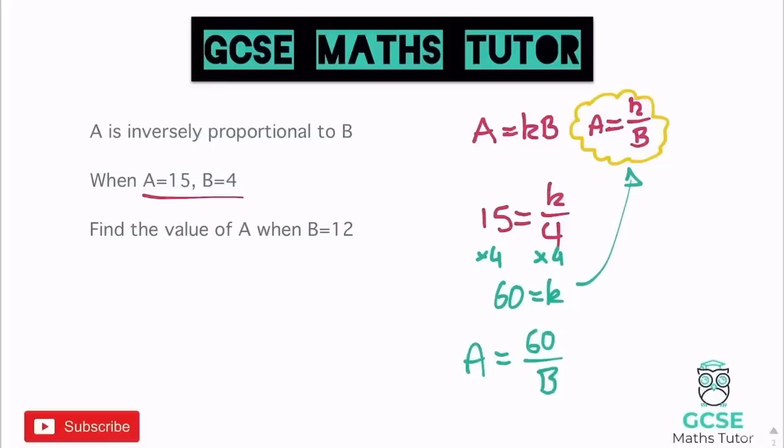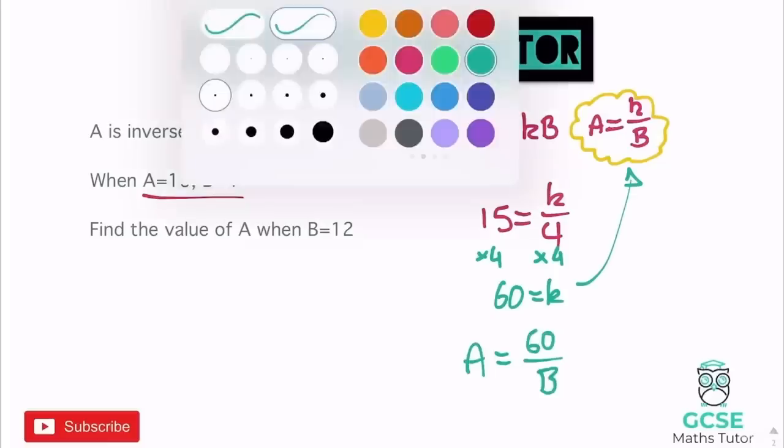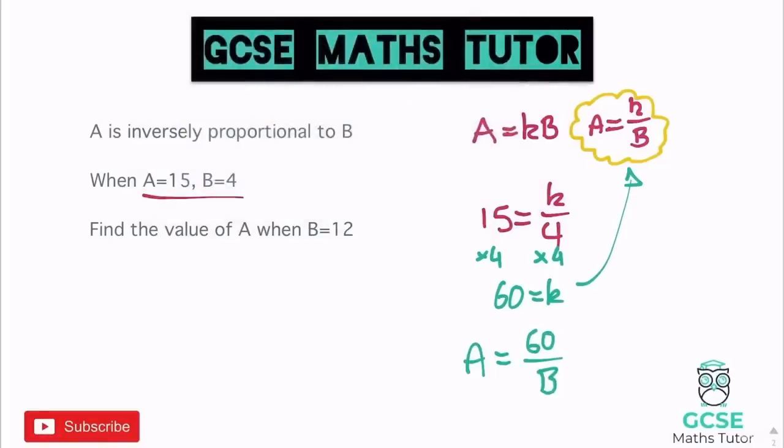And that is a formula for A in terms of B, and sometimes you might just be asked to write a formula for A in terms of B, and there it is. But this question says find the value of A when B equals 12. So all I've got to do is stick B equals 12 into my formula down here. So if we do that, I'm going to do it to the side, we get A equals 60 over 12, and 60 divided by 12 equals 5. So our final answer there is 5.